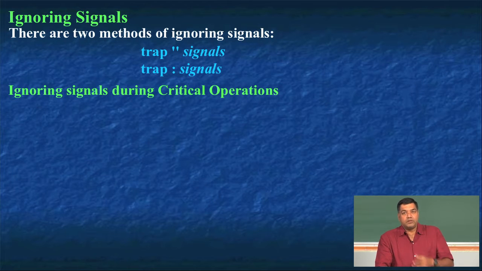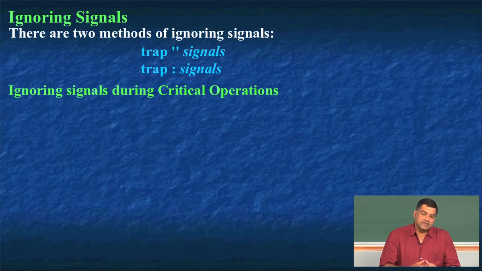So, why do we need to ignore signals? As I discussed in the previous class, if you are doing certain critical operations, for example, you are copying one file from one location to another location and you do not want a user to interrupt while you are copying the files between these two locations. In that case, you can disable all the signals from the user. So, you put trap space colon space and then give all the signal numbers, because of which any signal that is sent to this process will actually be ignored by the process.